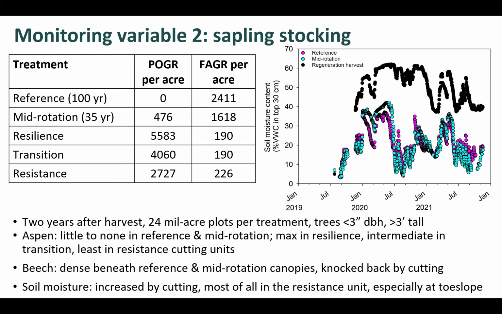So across the cutting units and the reference units, and also a mid-rotation stand that you can see in this table, we have some 35-year-old aspen dating from past clear cuts in this same management area. We tallied trees that were less than 3 inches diameter at breast height and at least 3 feet tall. And first, let's look at this stocking density table.